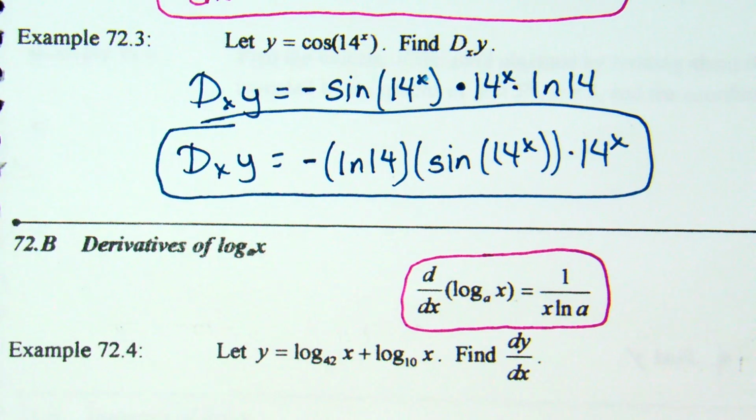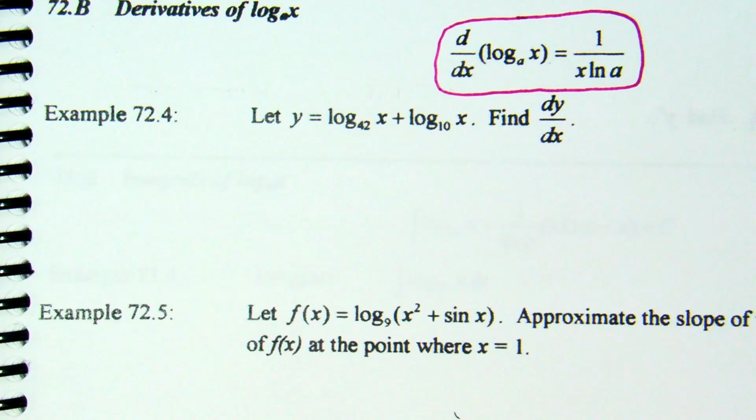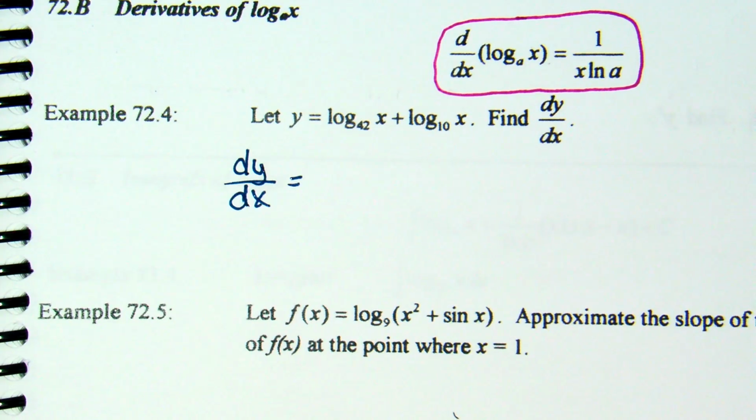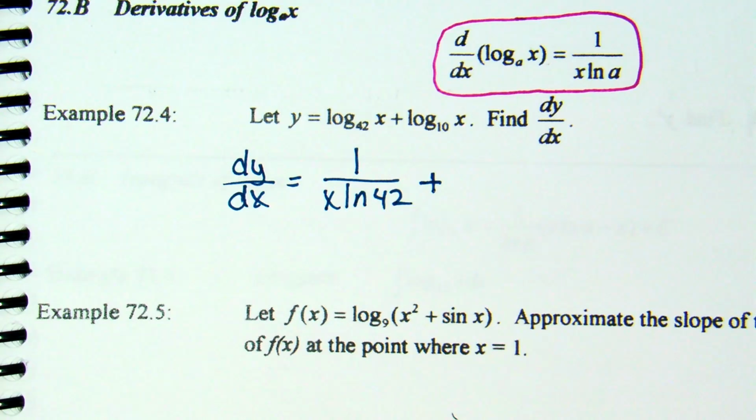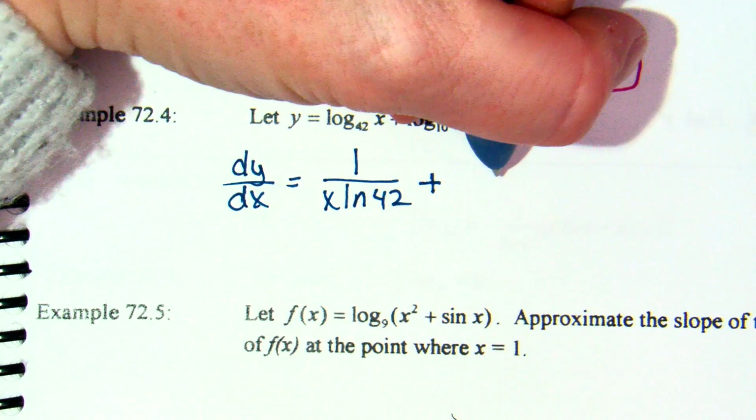Okay. Let's just practice with it, though, because really a lot of it is about understanding how to use it. They're giving us y and asking us to find dy dx. What is the derivative of log base 42 of x? One over x natural log of 42, plus the derivative of log base 10 of x. One over x natural log of 10.